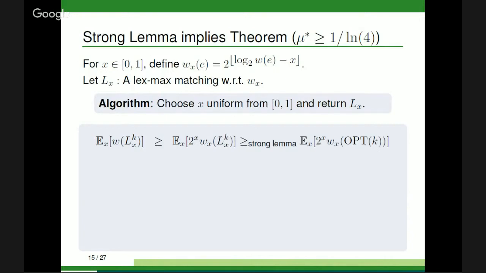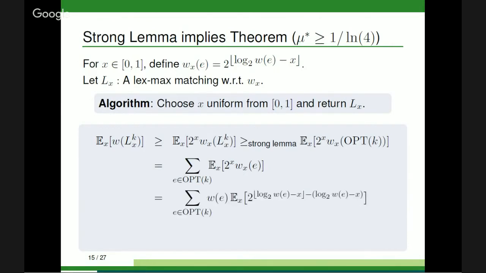In particular, the weight of the optimum of the original problem. Okay? So that's the only place we use the strong lemma, and then it's just a little bit of algebra. So this is an expectation, just by linearity of expectation. This is just the sum of all the edges in the optimum of that quantity over there, and then we have this equality, which is not easy to parse, but it's true. So you just replace the definition of Wx that is above, below.